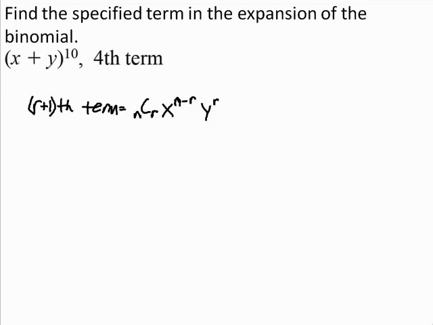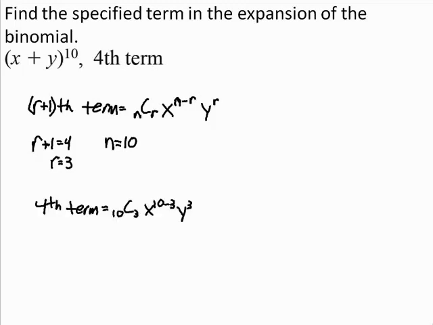You are trying to find the fourth term, so r plus 1 is equal to 4, meaning r is equal to 3. And the binomial is raised to the 10th power, so n is equal to 10. The fourth term is 10C3 times x raised to the 10 minus 3 power times y raised to the third power.